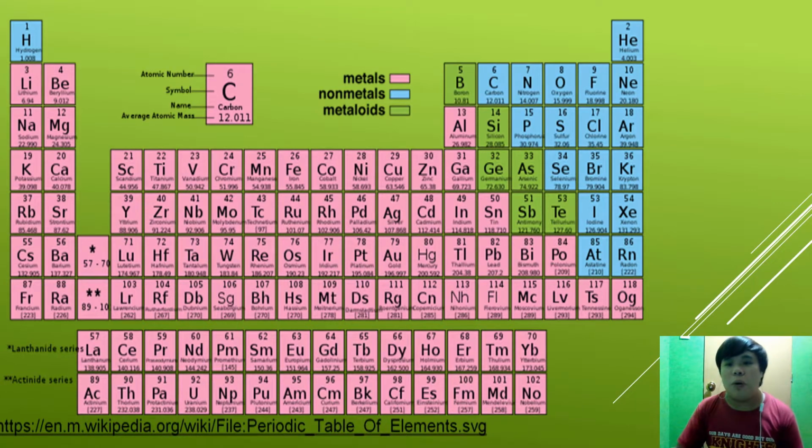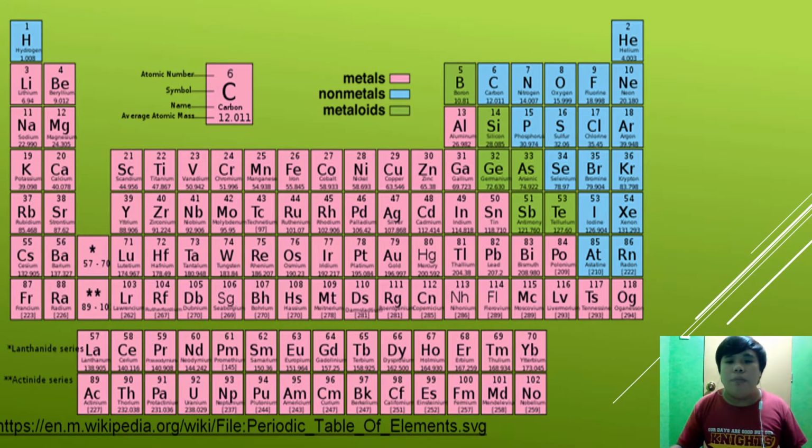Before we proceed to our main topic, let us have a quick review about the modern periodic table. At present, we have a total of 118 elements in our modern periodic table. This modern periodic table was structured and organized by Dmitry Mendeleev. The 118 elements are classified into three: the metals, the non-metals, and the metalloids.